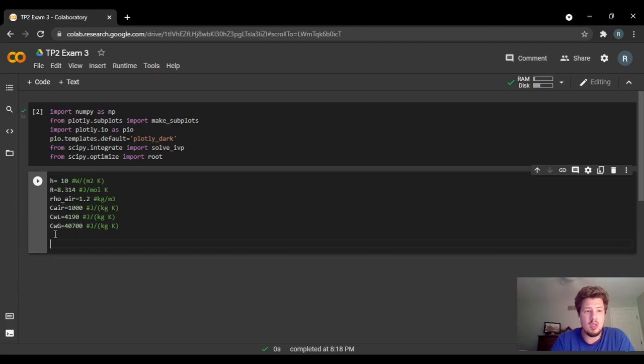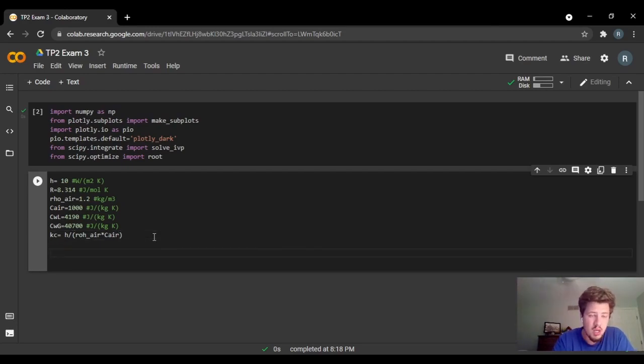Next, you want the heat transfer coefficient, which is equal to the heat transfer divided by the density of air times the heat capacity for air, and that gives us the heat transfer coefficient. Now again, I'm looking off screen.